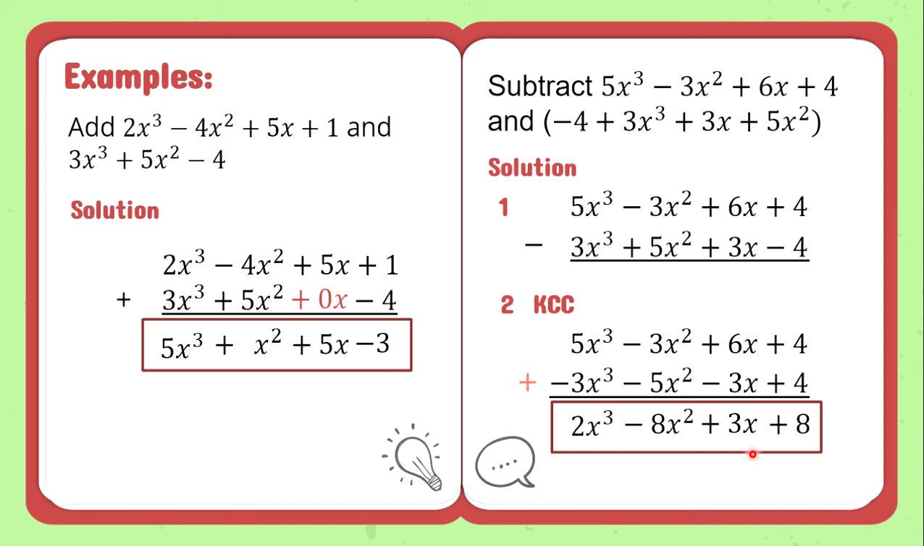Okay, so again, class, we cannot add with different literal coefficients. They should be the same. For example, if we are to add 5x cubed plus 3x squared, we cannot do that, meaning to say that's already the answer. We can only add or subtract them if they are like terms. Please take note of that.